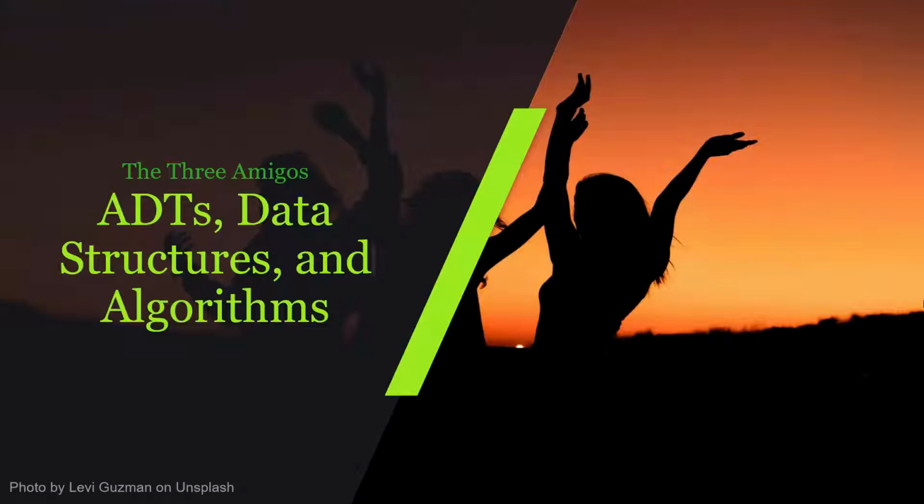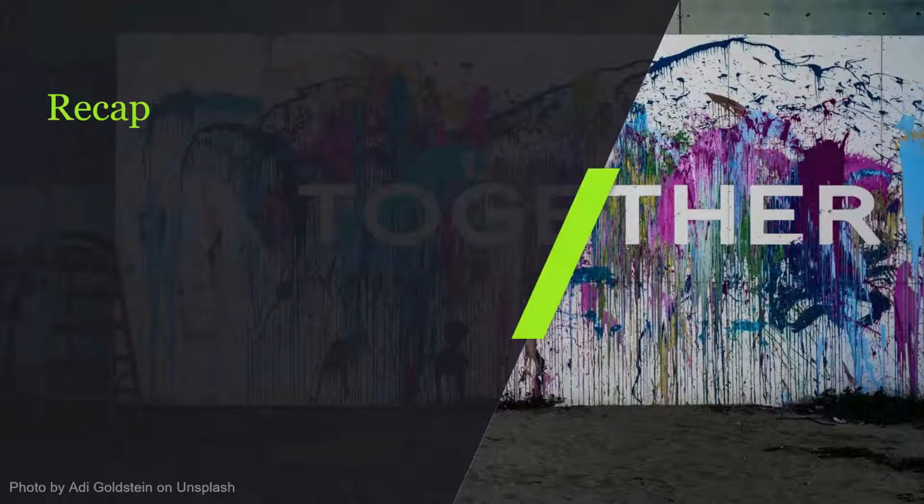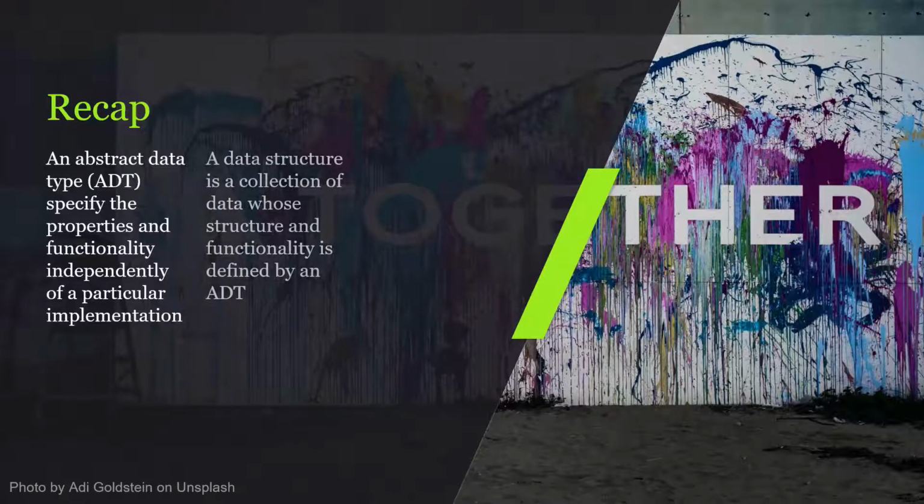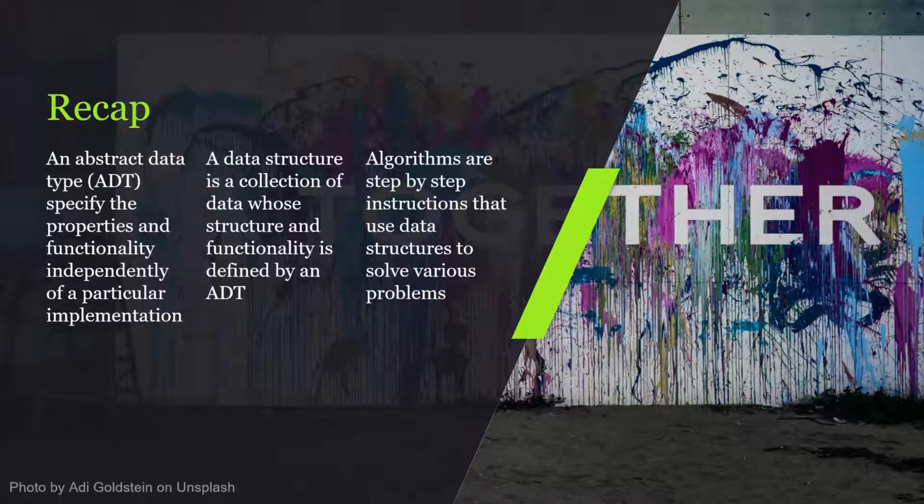Recapping all the definitions, we know that an abstract data type specifies the properties and functionality but is independent of a particular implementation. So we could have multiple implementations of a single ADT. And a data structure is a collection of data whose structure and functionality is defined by an ADT. And algorithms are step-by-step instructions that will use data structures to solve various problems. So each of these concepts is distinct, but they are also highly dependent on each other.